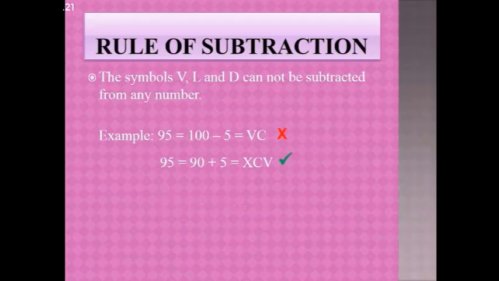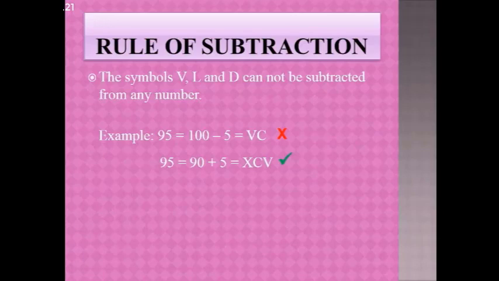Second rule of subtraction says that symbols V, L and D cannot be subtracted from any number. As you can see here, for 95 we cannot write it as VC. Instead of that, we write it as XCV.